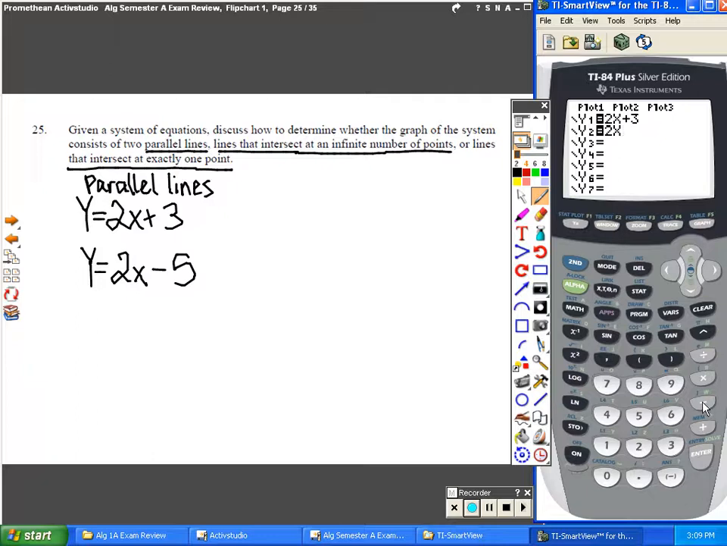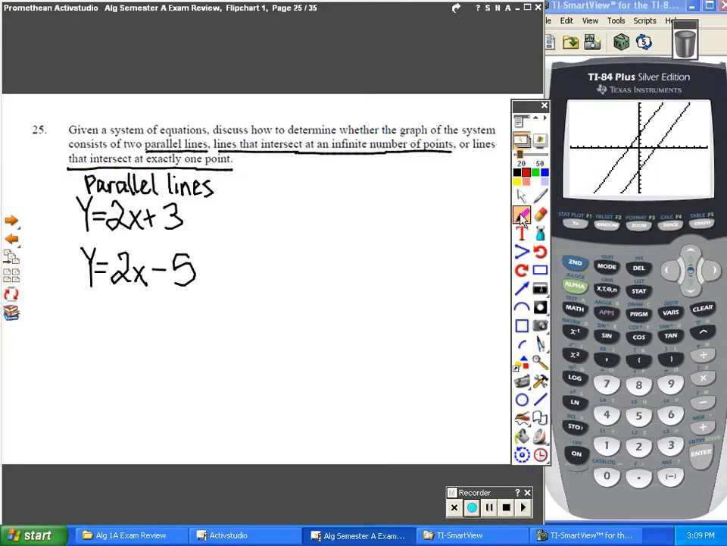So if I were to put these in the calculator and push graph, you can see that one line crosses at 3 and the other line crosses at negative 5, but they both have the same slope. So that makes them parallel. So if you want to be able to tell without showing any work if lines are parallel, just look at their slopes. The slopes are the same.